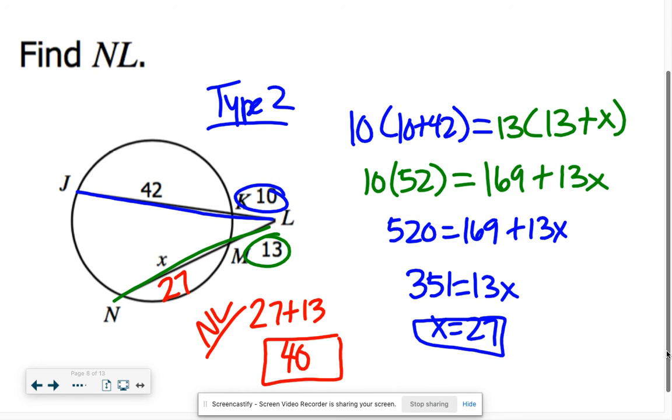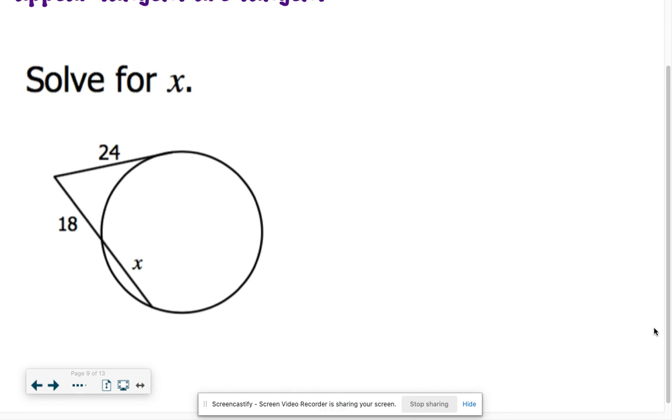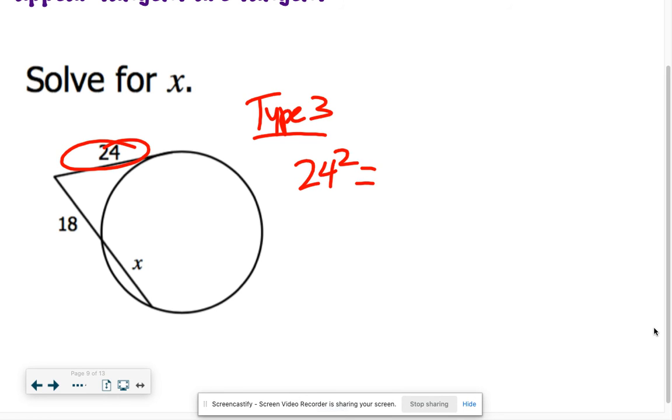Okay, let's finish up with some type 3s and call it a day, okay? So this is when you have a tangent and a secant that intersect. So this would be your type 3. So look at your little formula for your type 3s. You take a little tangent piece, so our 24, square it, set that equal to the chunk of your secant on the outside, 18, times the sum of the whole side, so 18 plus x.